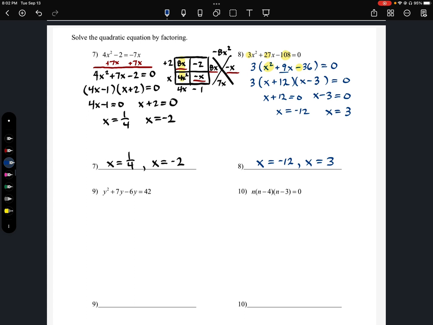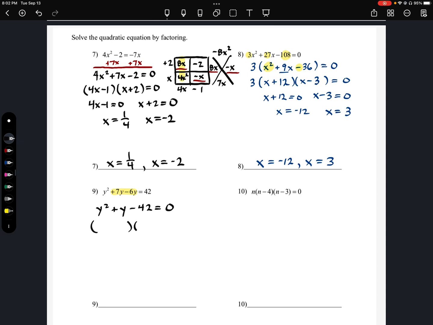Number 9, we have y squared plus 7y minus 6y equals 42. All right, so before we go through and start to solve and factor, we need to get it to that standard form. We see here that we have like terms, so let's go ahead and combine those together. We have y squared plus y, and then if I subtract my 42, I'd have minus 42 is equal to 0.